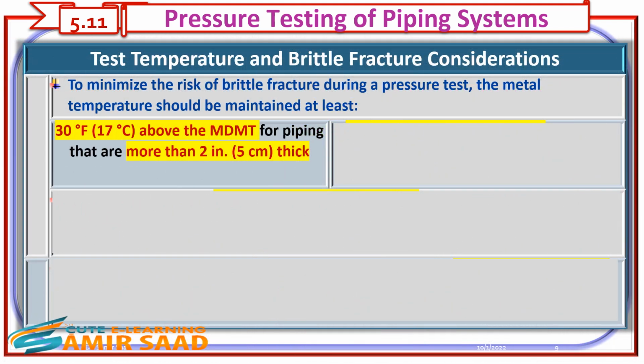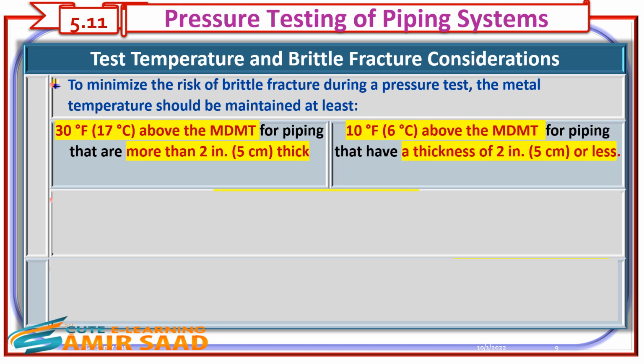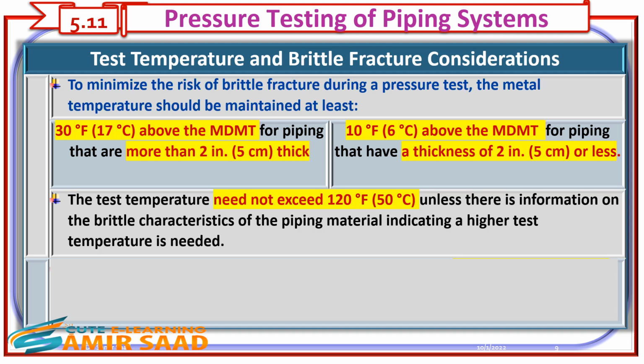To minimize the risk of brittle fracture during a pressure test, the metal temperature should be maintained at least 30 degrees Fahrenheit above the minimum design metal temperature for piping that is more than 2 inches thick, and 10 degrees Fahrenheit above the minimum design metal temperature for piping that has a thickness of 2 inches or less. The test temperature need not exceed 120 degrees Fahrenheit, unless there is information on the brittle characteristics of the piping material indicating a higher test temperature is needed.